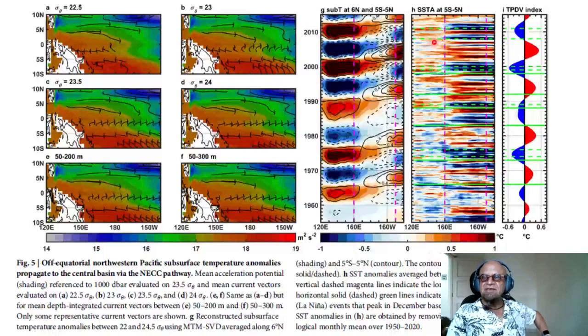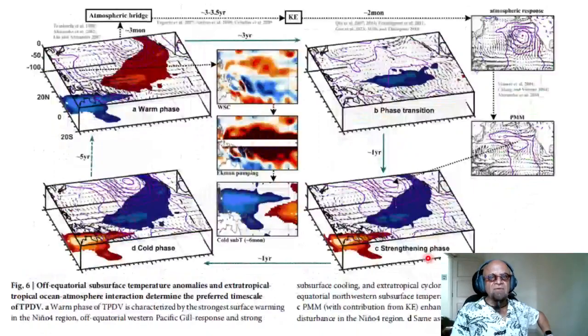So this is the idea, and corresponding sea surface temperature anomalies in the deep tropics between 5 south and 5 north, and the TPDV index here, you can clearly see the shift and the time scales that we talked about, 10.3 years. So basically it's a range of 8 to 16 years, let's say. Okay, so what does it tell you?